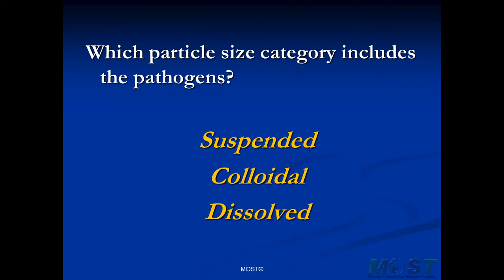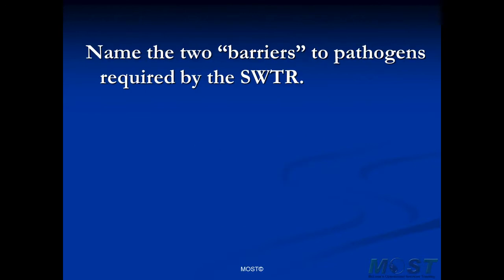Now, which particle size category includes all of these pathogens? It's the colloidal size range. So if you study surface water treatment, you realize that our objective is to take colloidal solids and convert them into suspended solids through the processes of conventional treatment. Suspended solids are relatively easy to remove from the water, but the colloidal particles and the dissolved particles are incredibly difficult to remove.